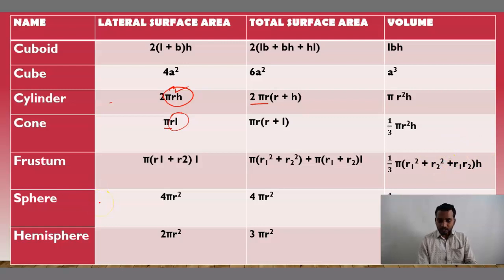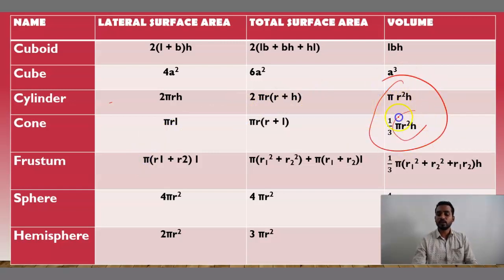Children, if you are getting confused, just remember the cylinder, so that it will be easy for you to remember the cone also. How? We can see here the volume of the cylinder is pi r square h, and here also pi r square h. Only what is the difference? 1 by 3. We just have to add 1 by 3. That's it. 1 by 3 times pi r square h.